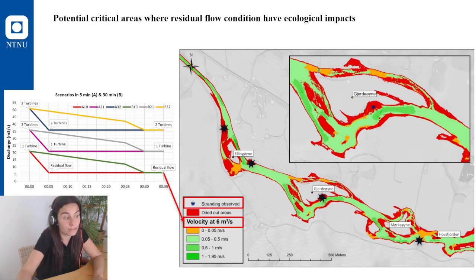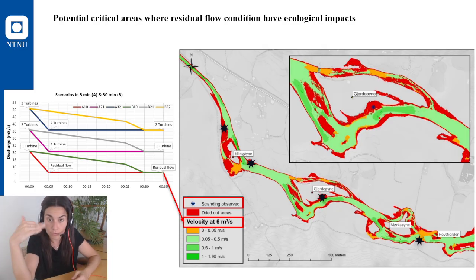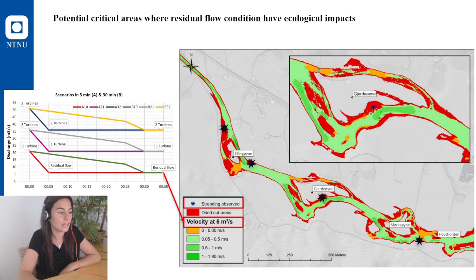We observe that all these dried out areas, the areas in red, match areas where stranding of fish have been observed. And this is great because with a visual effect, we can see what the areas are that are going to be potential areas for fish stranding. We can have a very quick overview and evaluate that.